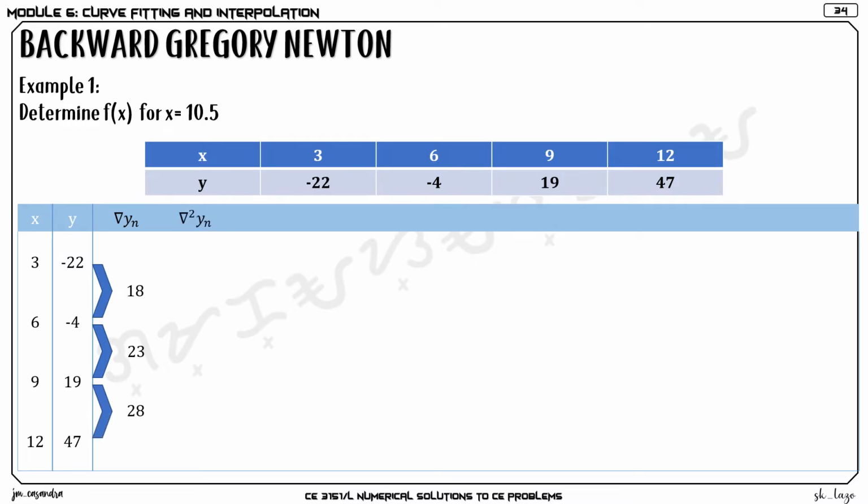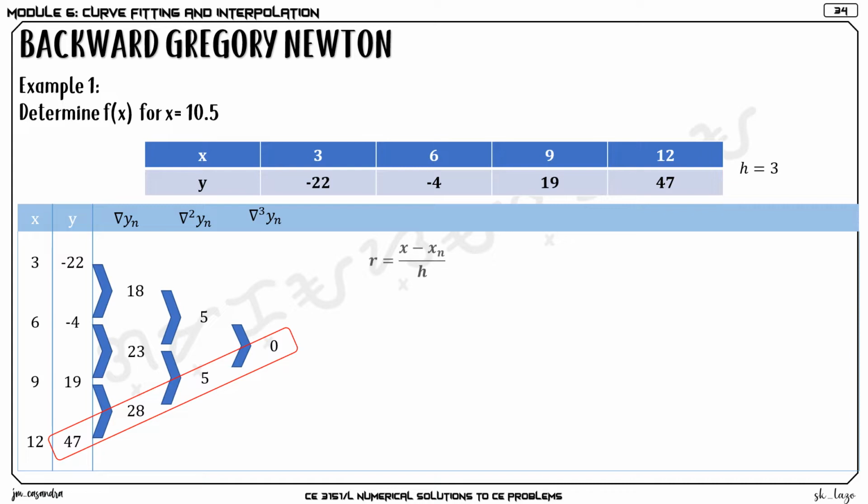Then we solve for nabla squared y sub n, which gives us 5 and 5. And nabla cube y sub n would give us 0. So from here, we can now determine our leading backward differences, which are 47, 28, 5, and 0. Next, we solve for the value of h for all values of x, and that's equal to 3.